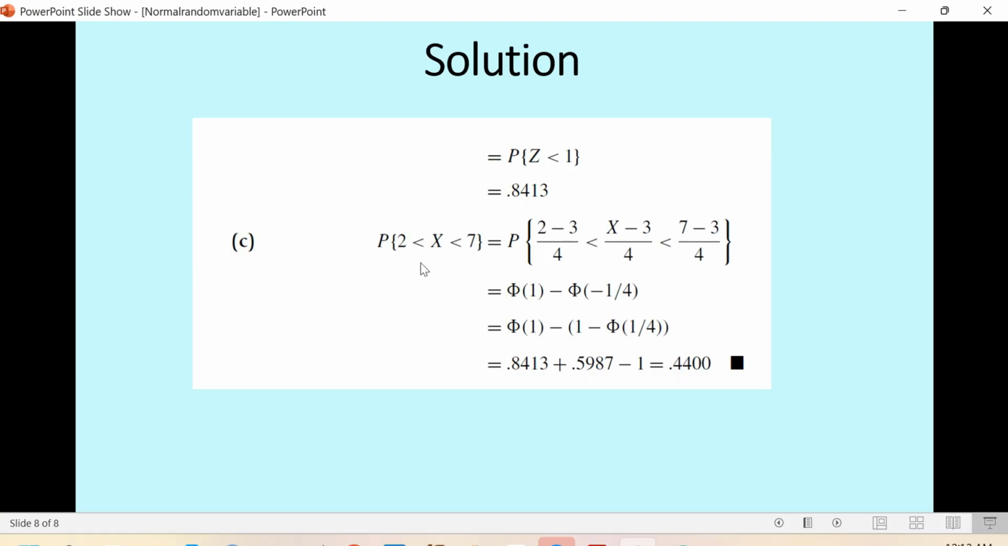And the third problem, x between 2 and 7, is the same as the transformed random variable between these two numbers. Actually it is phi of 1 minus phi of minus 1 over 4. And for the second term, phi of minus 1 over 4 is the same as 1 minus phi of 1 over 4. So the result is 0.44. Thanks for watching.